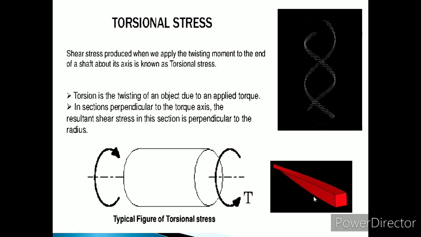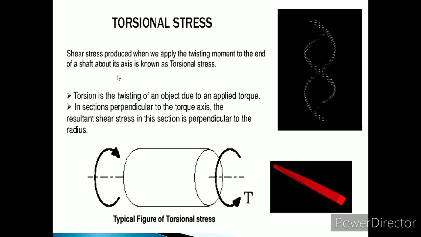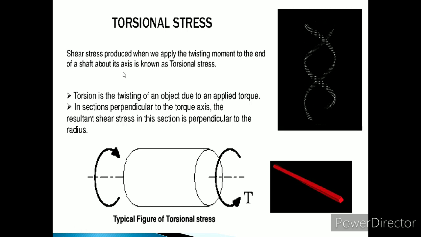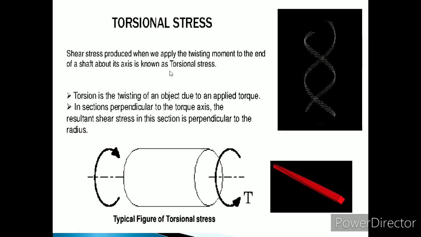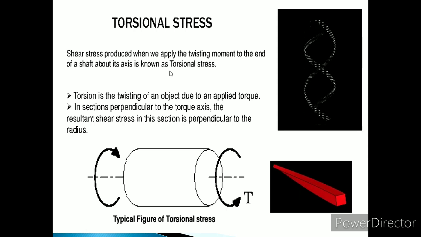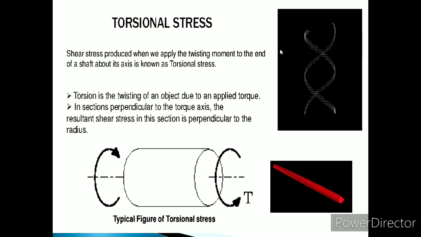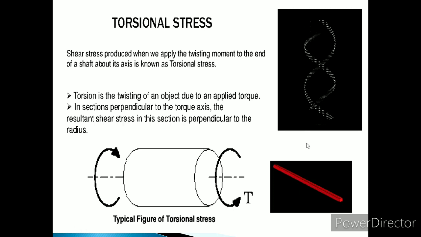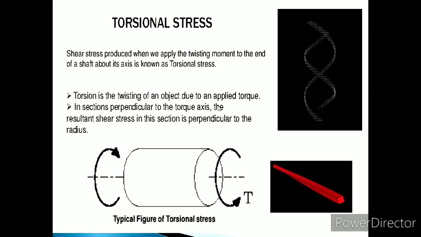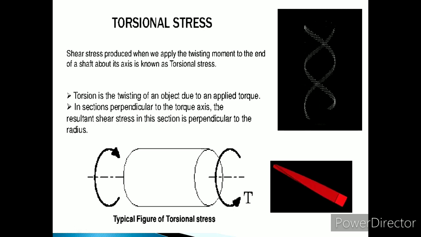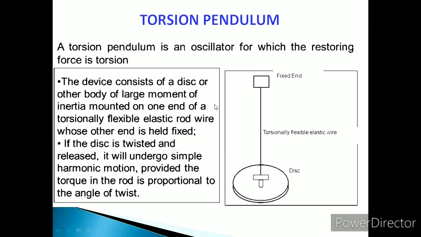What is meant by torsion? That is nothing but the shear stress produced when we apply a twisting moment. We have to produce a twisting on the wire. What will happen? It will produce a shear stress. That is the main cause of torsional stress. This is to be clearly viewed in these two animated diagrams. This is nothing but torsional stress.